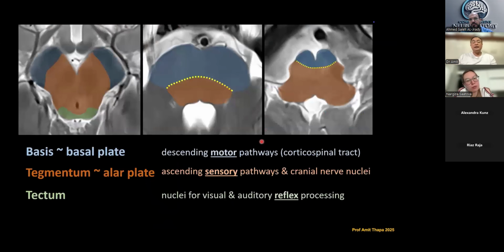So when we see this simple layout, the basis of the basal plate is basically the motor pathways, and the tegmentum of the alar plate, which is the major component in the middle portion, holds the ascending sensory pathways and the cranial nerve nuclei. And the tectum, which is only present in the midbrain, consists of the superior colliculi for visual and reflex function, and the inferior colliculi for auditory reflex processing, which are there in the midbrain.